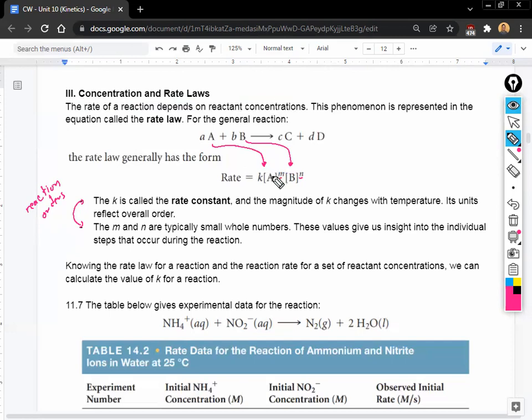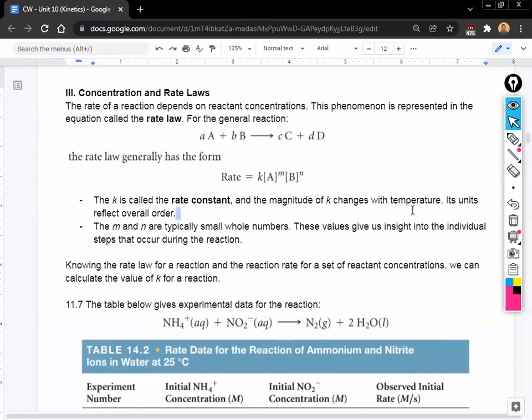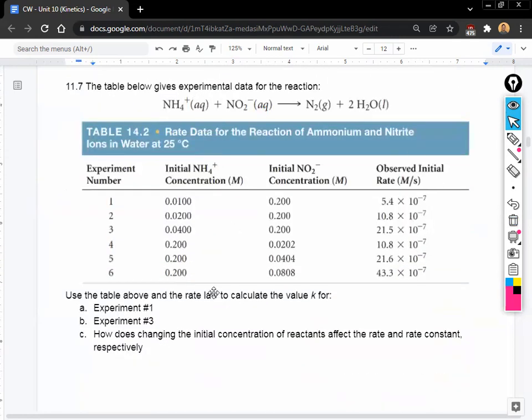Okay, so what we're going to be doing first is looking at some sample pieces of data, and we're going to be learning how to calculate K. If you guys are decent with algebra, which you are, this shouldn't be too difficult. We're just going to be using this equation right here. All right, so we're going to do 11.7. We have this equation right here, and we have a lot of information. I'll give you a second to look at the information.